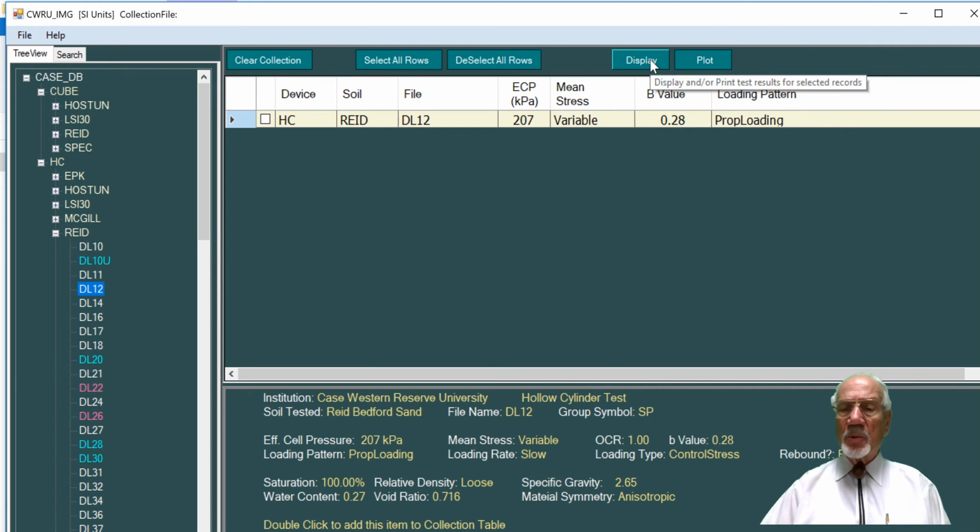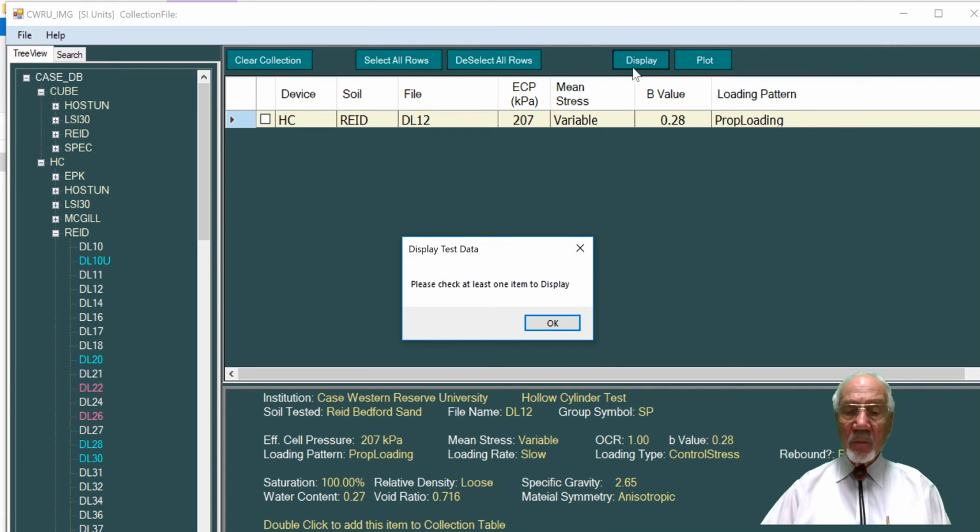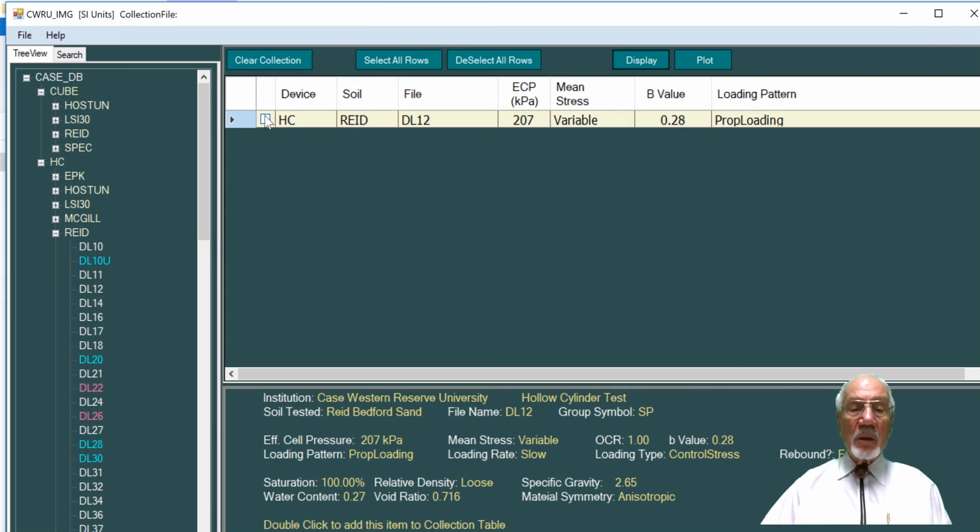Let's start with display. Click on display. Well, as you can see, I have clicked on it, but I didn't check it up here to begin with. So you get that frame saying, hey, check it first. Okay, I will. And I'm checking it here. Once I check it, I can display or plot. Let's try display.